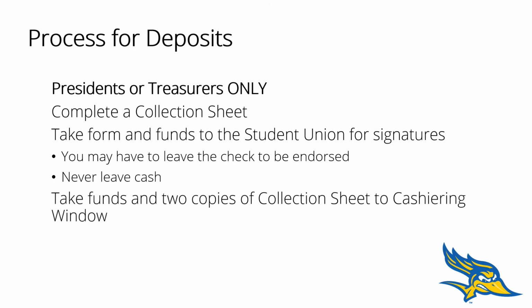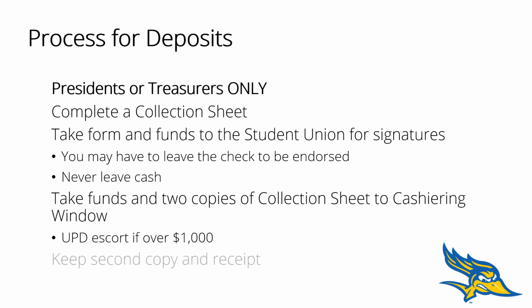Once the collection sheet is signed, take 2 copies to the cashier with the funds. The cashier will verify the funds, keep 1 copy of the sheet, and staple a receipt to the second copy. If the amount is over $1,000, have the student union contact university police and ask them to send an officer to escort you to the cashier's office. Keep the second copy and the receipt for your records. Make sure your bookkeeping is updated with the transaction.